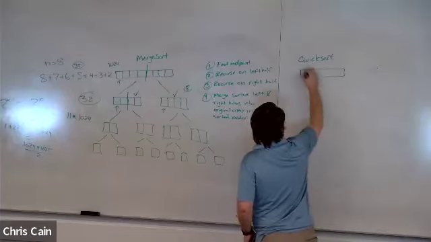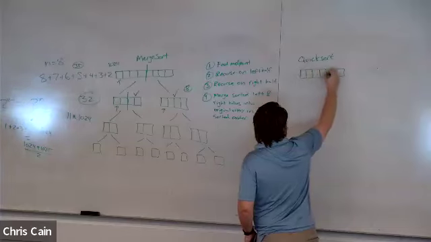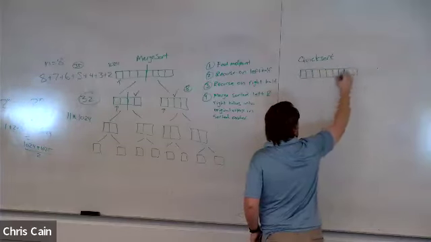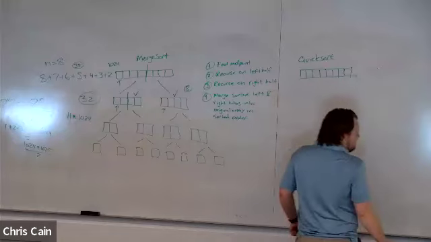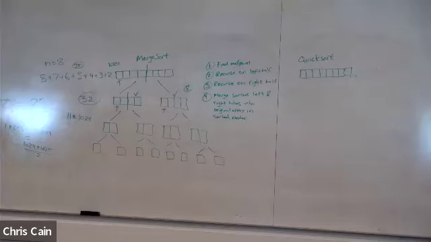So for quicksort, we still have an array. We'll call that 8 elements. It's a very big last element. How did quicksort work? So where is a valid pivot point? Does it matter where the pivot point is? If so, where should we pick it?